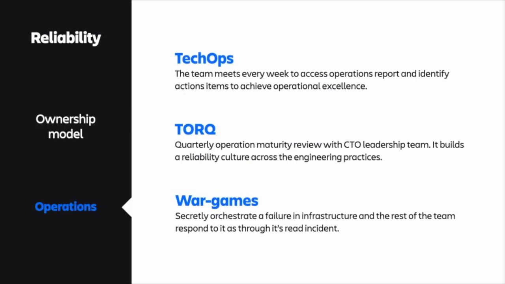Next for reliability, we have some operations in place. The first one is TechOps. In TechOps, each service owner team meets at least once a week, where we look back at the operations of the service from the last week. We look at things like ongoing SLOs, vulnerability tickets, and any open incidents or PIR actions. And we identify action items, prioritize them, and get them done so that we can achieve the next level of operational excellence with the service.